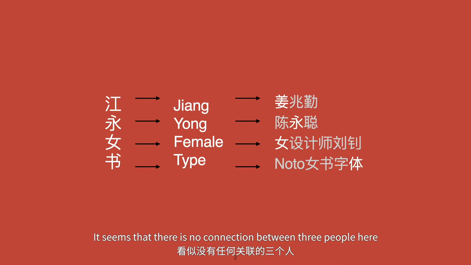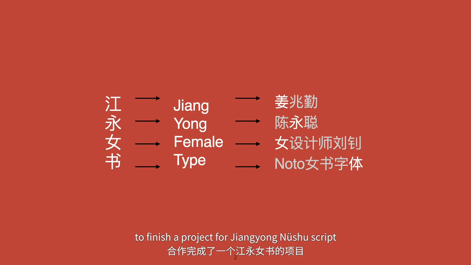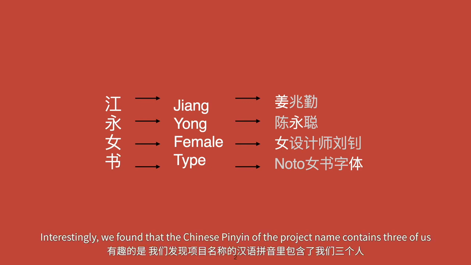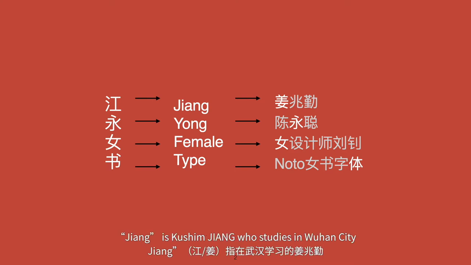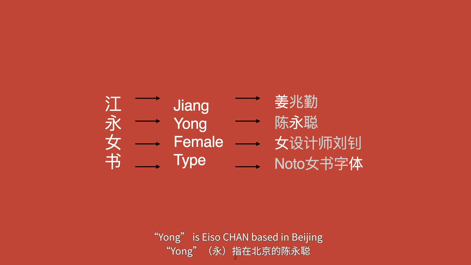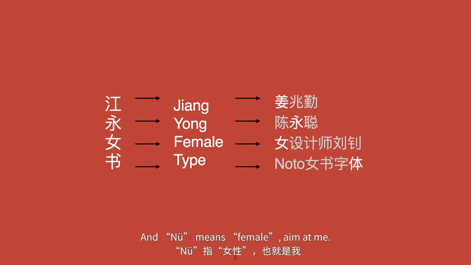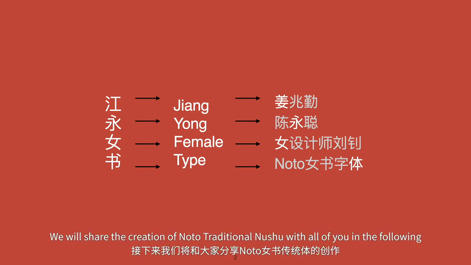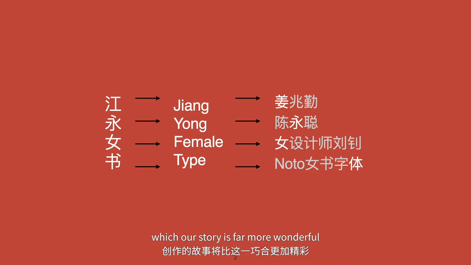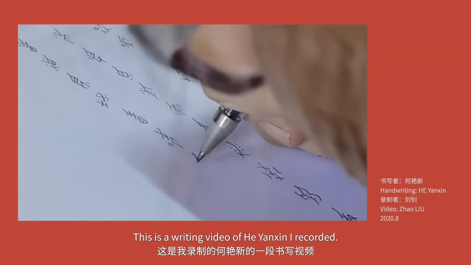Hello everyone. It seems there's no connection between the three of us, but we came together to finish a project for Jiangyong Nüshu script. Interestingly, we found that the Chinese pinyin of the project name contains all three of us. Jiang is Kushin Jiang, who studied in Wuhan City. Yong is Aso Chen, based in Beijing, where the character is pronounced Yong in Chinese. Nü means female, and that is me. We will share the creation of Noto Traditional Nüshu with all of you in the following, and our story is far more wonderful.